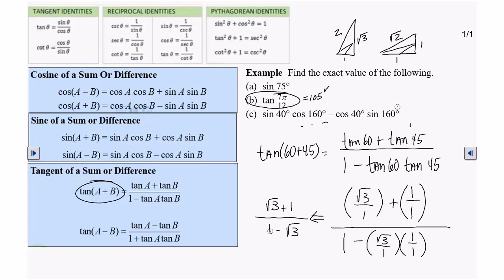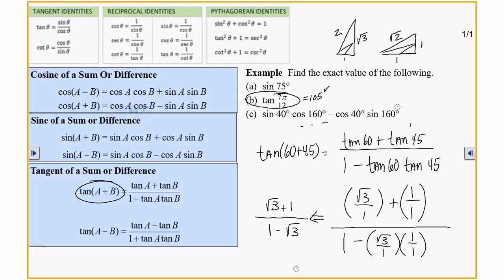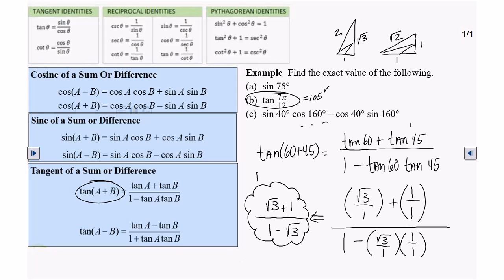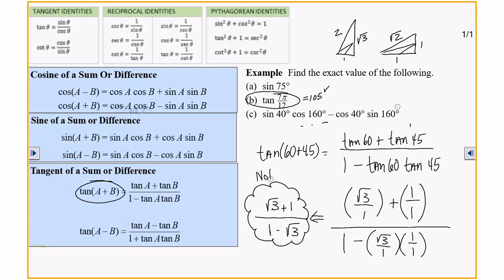Now, what's the problem here? This is somewhat the answer, but it's not the finished answer. Why? Because you got what in the denominator? You got a radical. So you got to rationalize the denominator. So go ahead and rationalize the denominator.